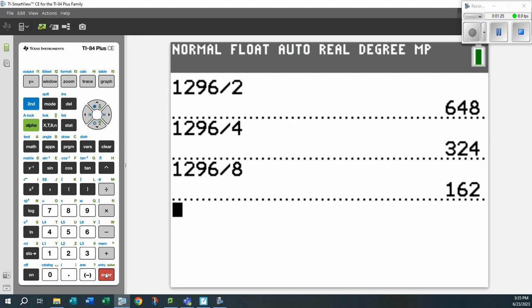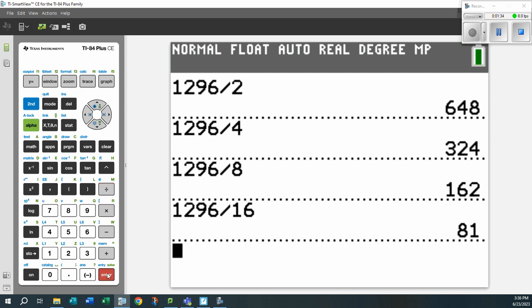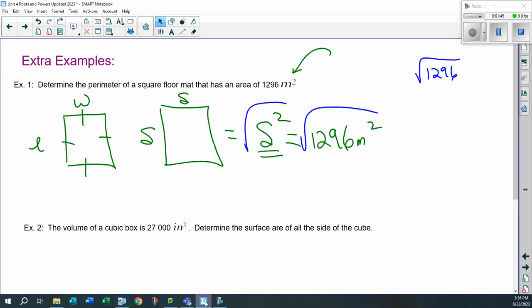162. Even number. Let's go 1296. Let's divide this by 16. See what we get. Oh, 81. Oh, 16 and 81. Now I know that that's not divisible by 2 anymore, but look at 16 and look at 81. Interesting. 16 by 81.